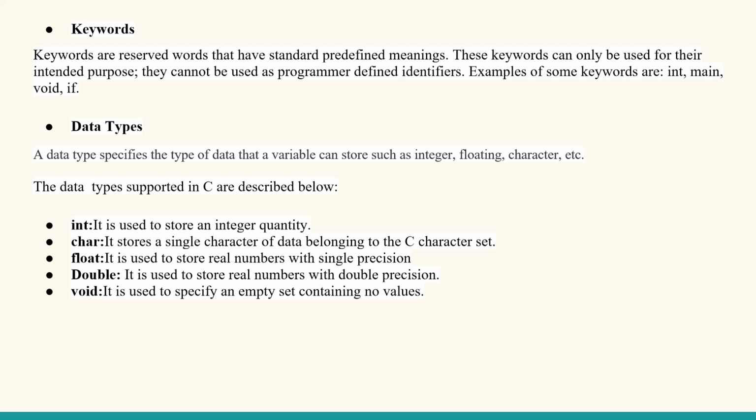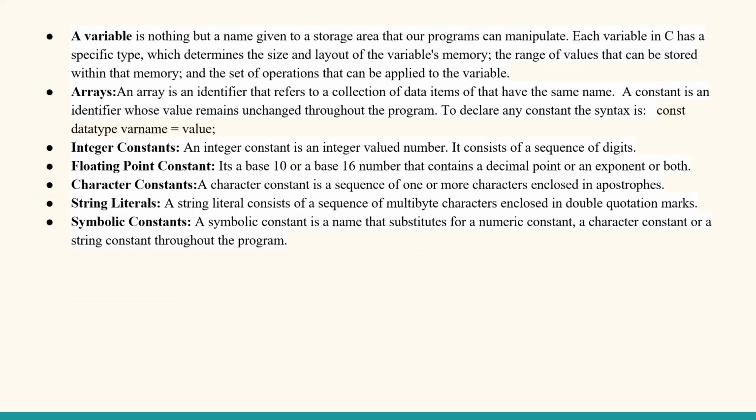Data types. A data type specifies the type of data that a variable can store, such as integer, floating point, character, etc. The data types supported in C are described below: int, char, float, double, and void. A variable is nothing but a name given to a storage area that our programs can manipulate. Each variable in C has a specific type, which determines the size and layout of the variable's memory.